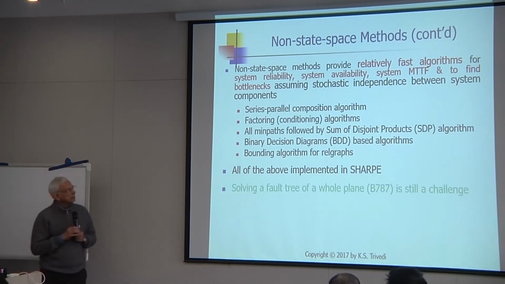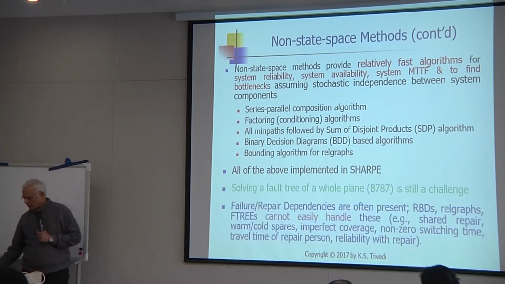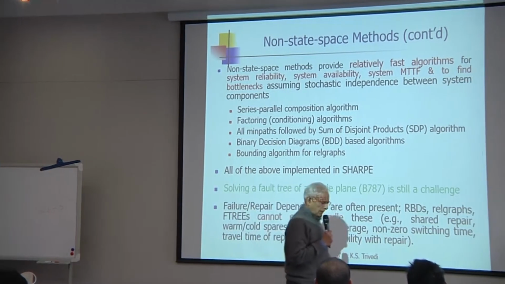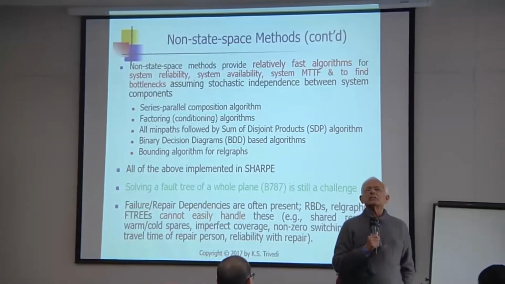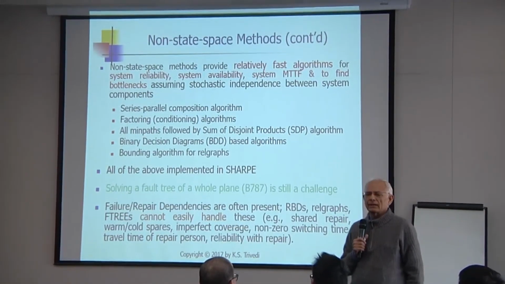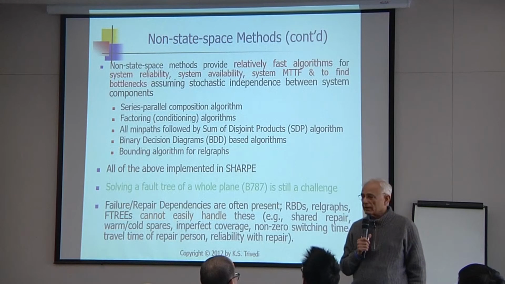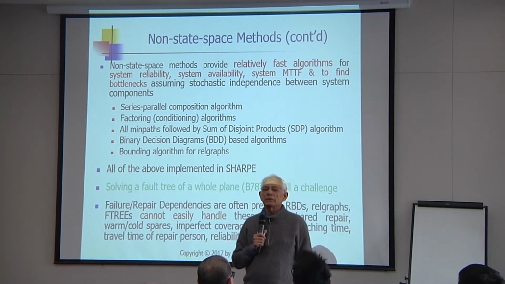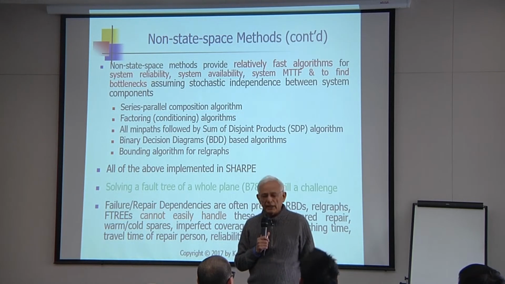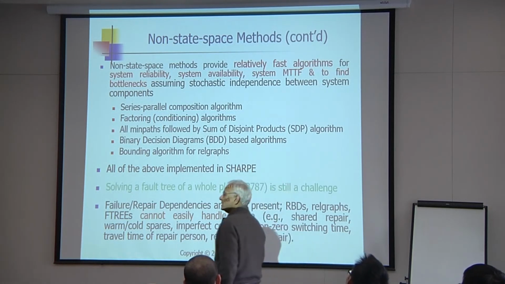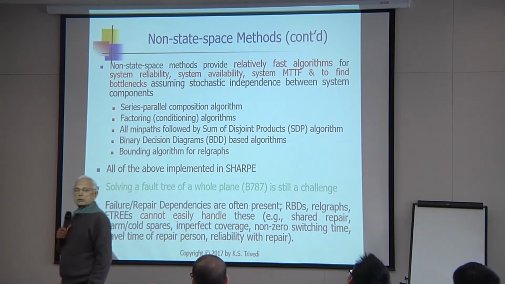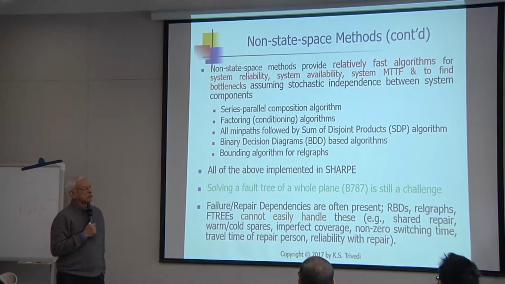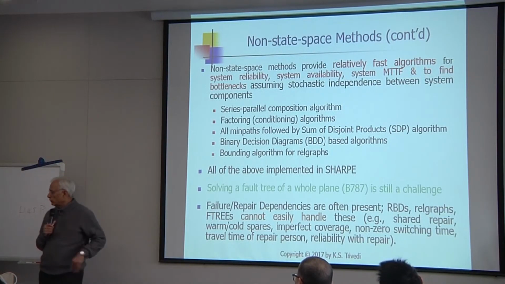But let me skip that part. But the key difficulty is that in real life systems, there is dependence. There is dependence that failure of one component can affect another component. Repair of one component may require another component to wait, and so on. These kinds of dependencies cannot directly be incorporated in these model types that I described so far. So what do we do next? What do we do next?